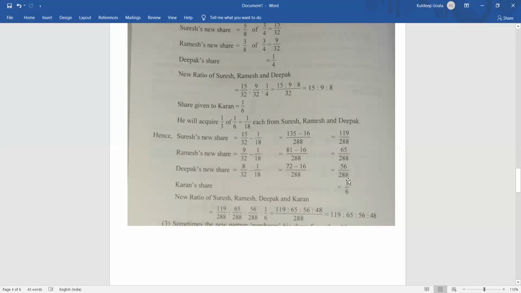Clear? And Karan's share was 1/6, right? So 1/6, you just convert it. You find out what the multiple is here. What will you multiply by to get 288? It is 48. If you multiply by 48, you will get 288. So denominator and numerator both will be multiplied by 48. So how much will be the new ratio?